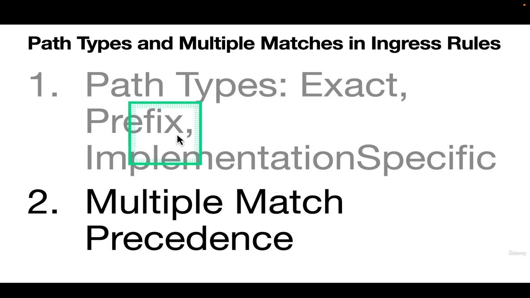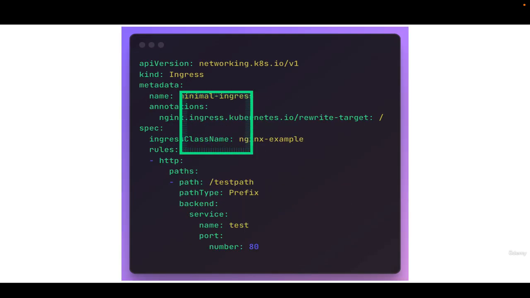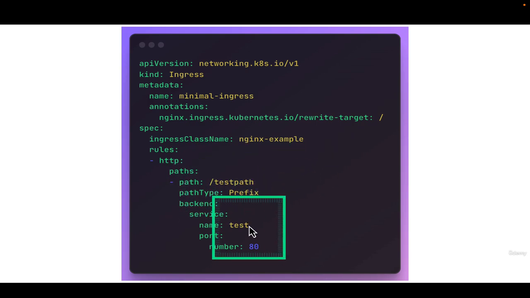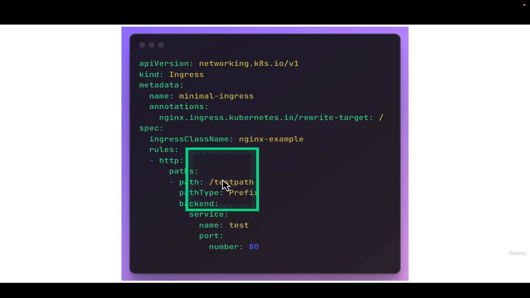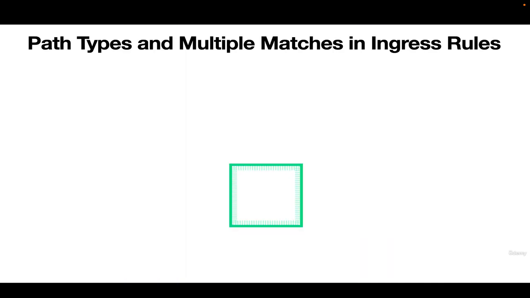So prefix we have seen, there is an exact which will take the exact value. So prefix, after prefix / it can be anything on the route. For example, in the previous example, this one is type prefix. So prefix means prefix / anything after that will be served by test. But if it is exact, there should be an exact path, and it will be a one-to-one mapping.